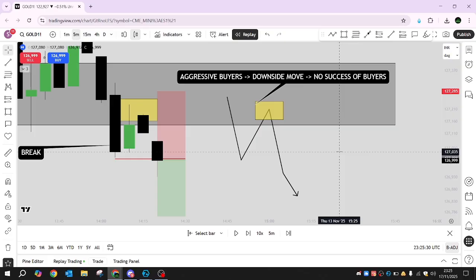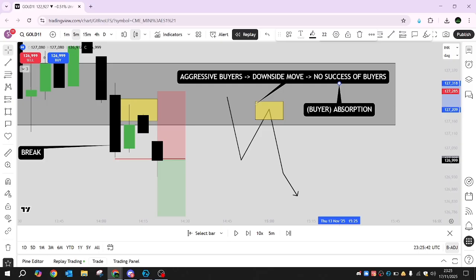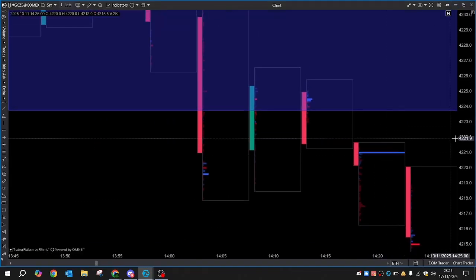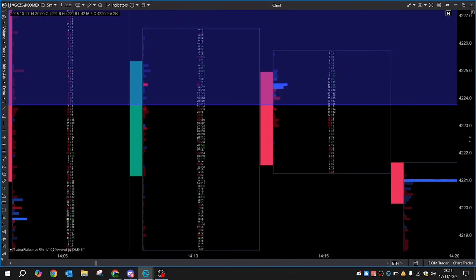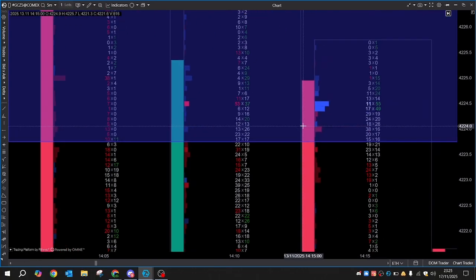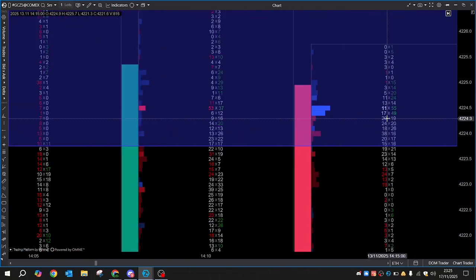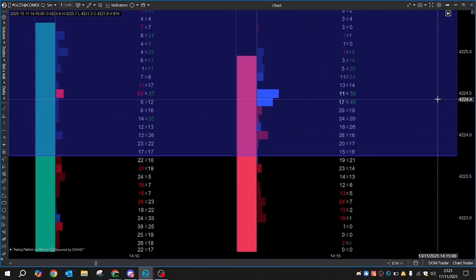This concept of who is aggressive and who is not being rewarded, we call absorption. No successful buyers, so we call this absorption, specifically an absorption of buyers. This is how you spot the absorption, just like this. We go into the key level, and we're only interested in inside the key level, not everything. Likewise for this particular candle, we see the dark blue over here, so we don't need to focus on all the numbers.